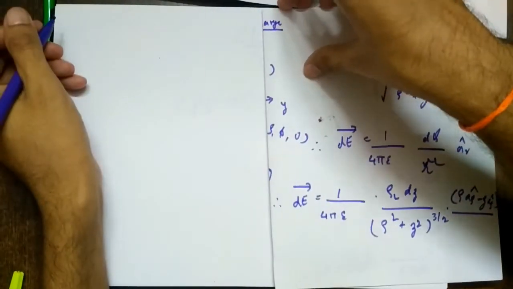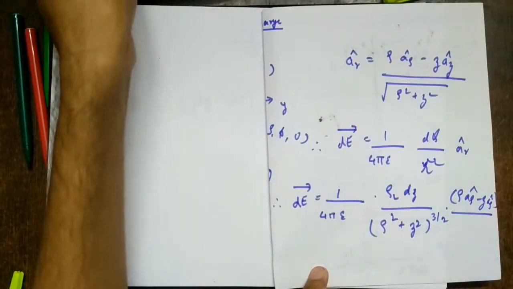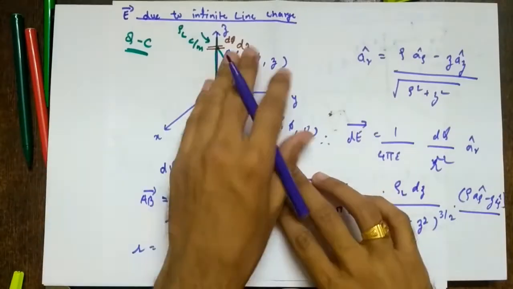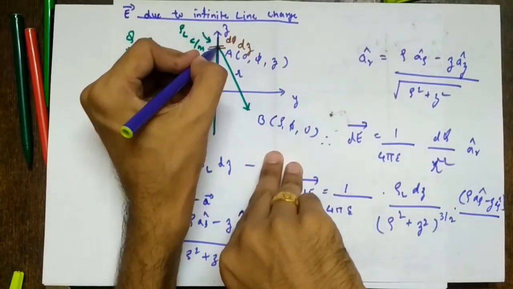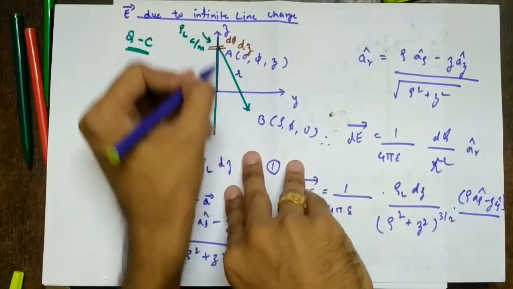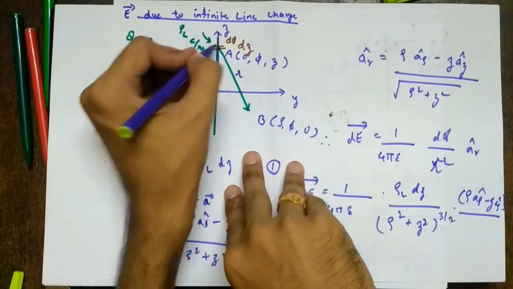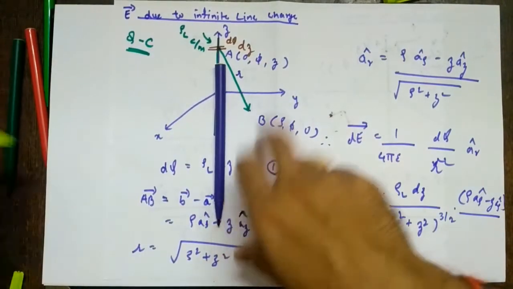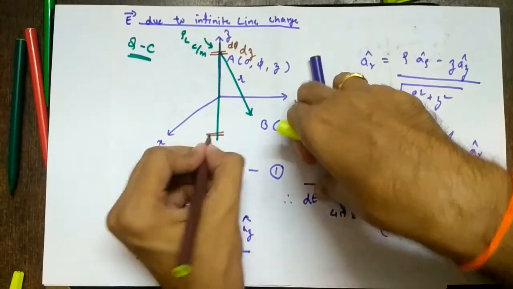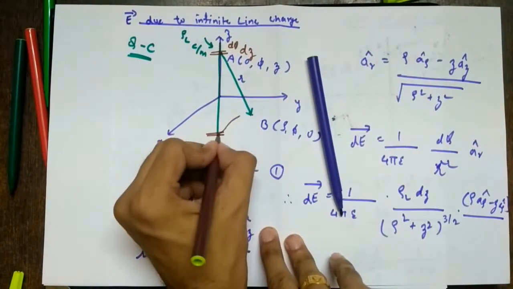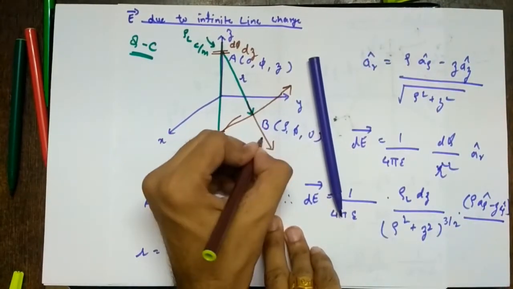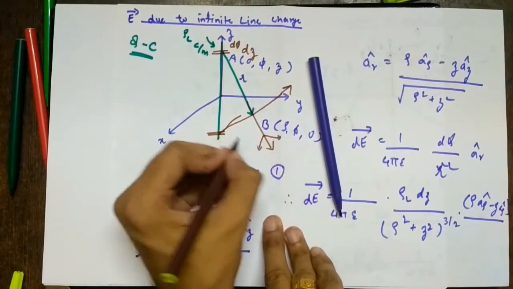So next step, now we can make use of symmetry. We are using a cylindrical coordinate system. Since this is an infinite line charge, for every positive point I'll have a negative point. So I'll find the electric field intensity from this also, like this. This is coming like this, so if I resolve, it will be like this.